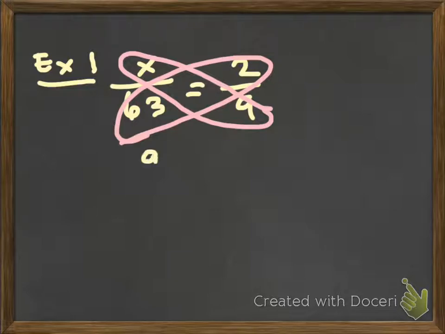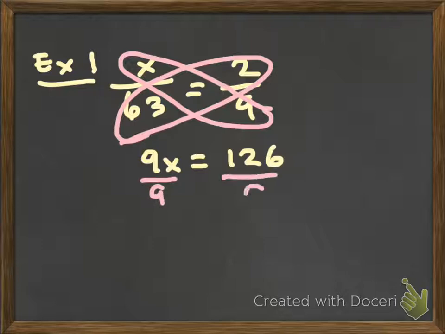So we have 9x equals 63 times 2 is 126. Then divide by 9. Divide by 9, divide by 9. And x equals 126 divided by 9 is 14.